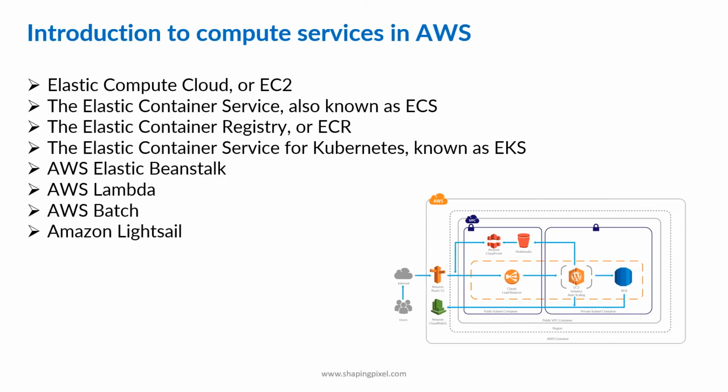Let's dive into the world of compute services in AWS. These include Elastic Compute Cloud, EC2, the Elastic Container Service, ECS, the Elastic Container Registry, ECR, the Elastic Container Service for Kubernetes, EKS, AWS Elastic Beanstalk, AWS Lambda, AWS Batch, and Amazon Lightsail.